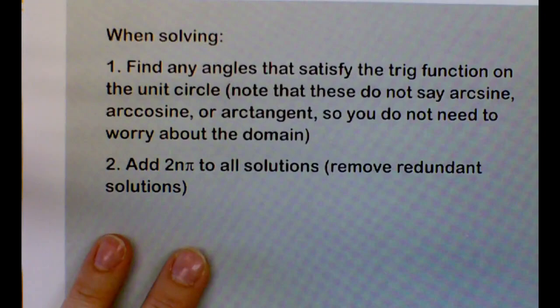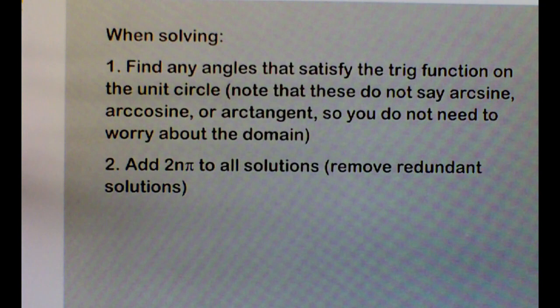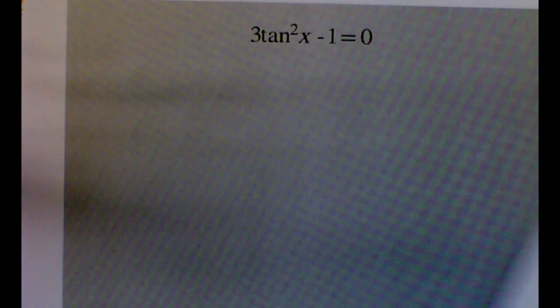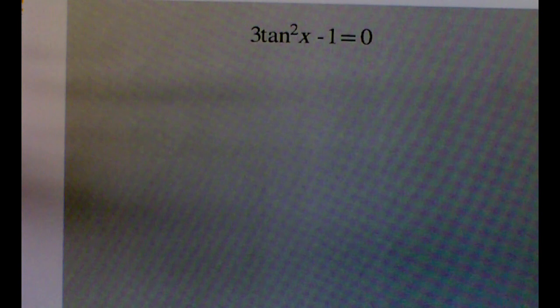So when we're solving, find any angles that satisfy the trig function on the unit circle. They don't say arc sine, arc cosine, or arc tangent, so you don't need to worry about the domains. Then you add 2n pi to all solutions, and you remove redundant solutions, so ones that are like pi over 2 plus n pi, and then pi plus n pi. I can shorten that into just one answer. So that's the one we just did, so I don't know why I have it twice. Sorry for that. Let's solve this one.